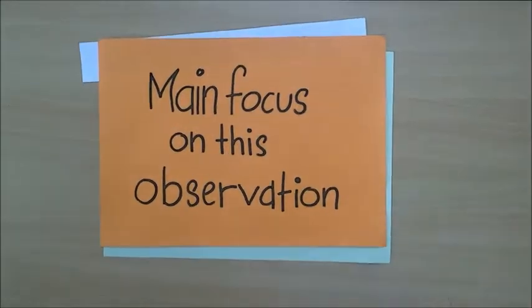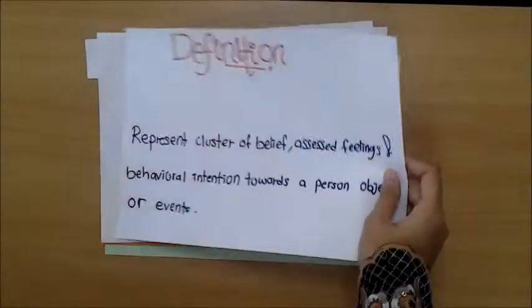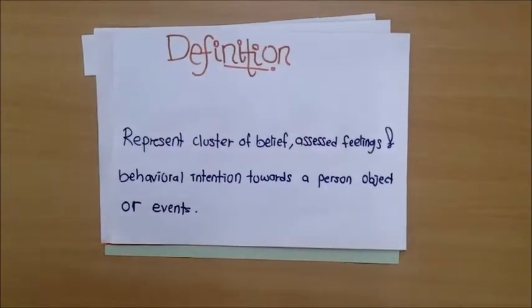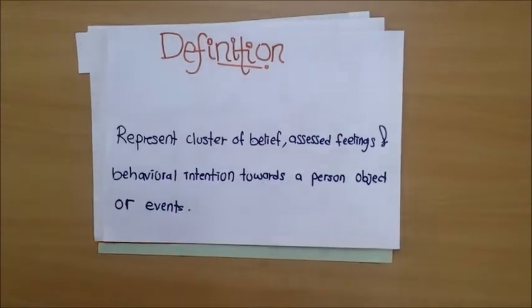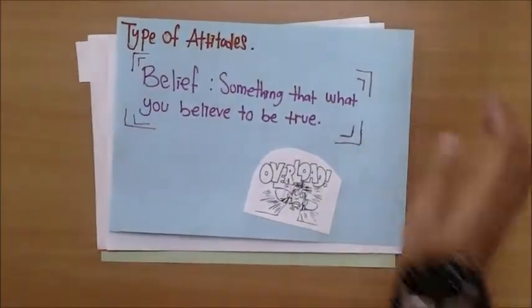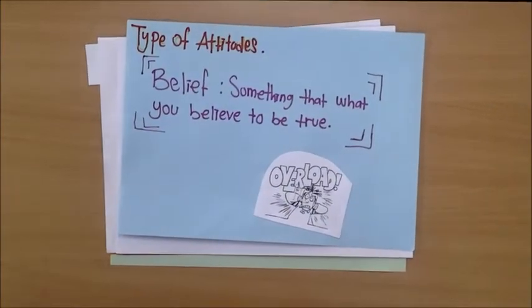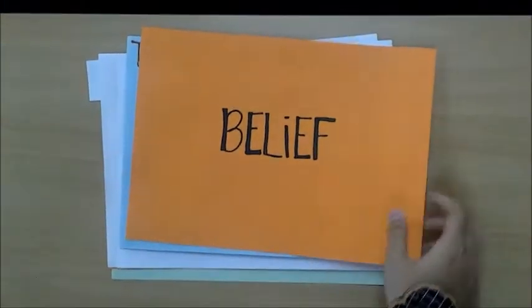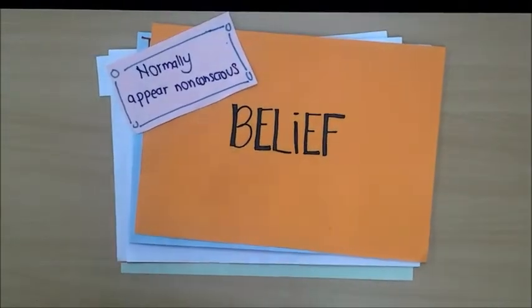Observation 2. The main focus of this observation is attitude. The definition of attitude is a cluster of beliefs, assessed feelings, and behavioral intentions toward a person, object, or event. These are the types of attitude. Belief. Belief is something that you believe to be true. Belief normally appears non-consciously.